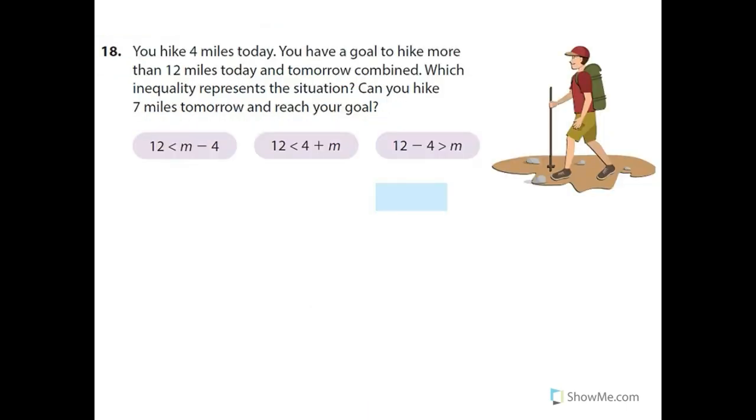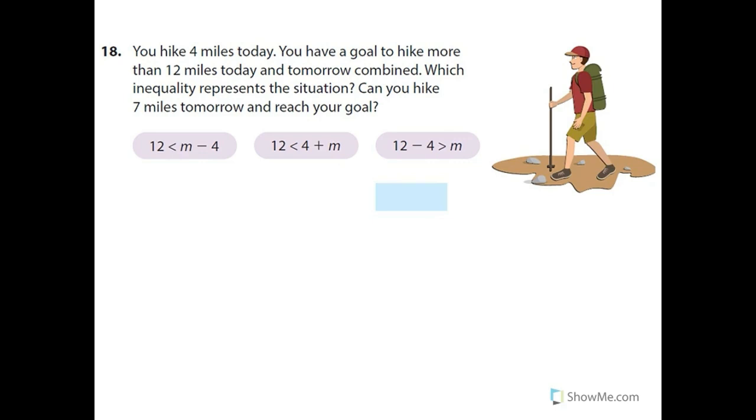So in number 17, they gave you the inequality. At number 18, you have to choose the inequality. All right, go ahead, read, choose the inequality, and then see if you can hike 7 miles and reach your goal. All right, go ahead and do that. Then we'll go over it.